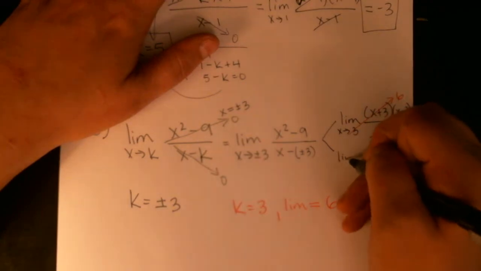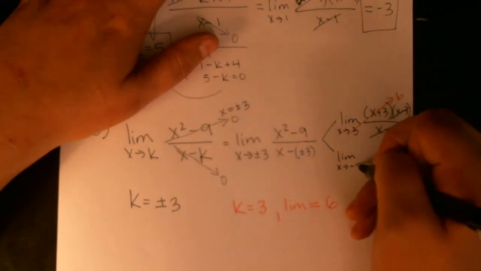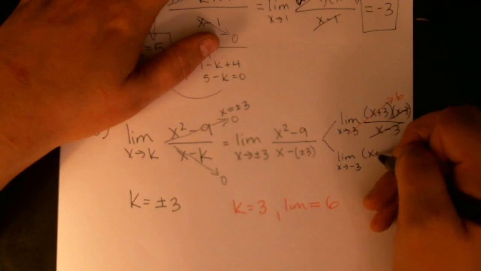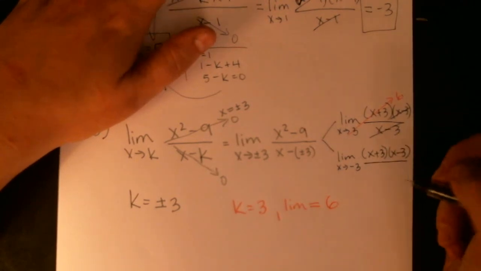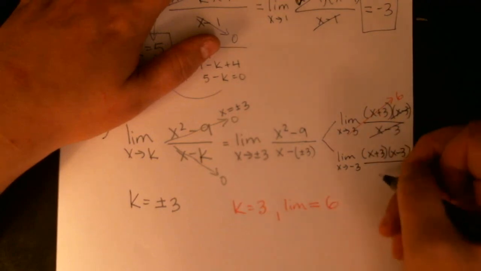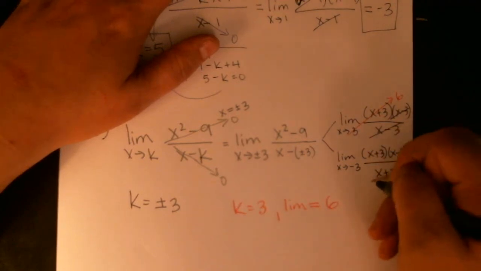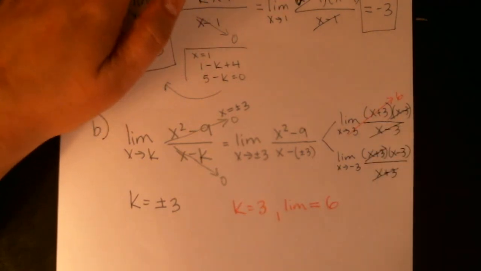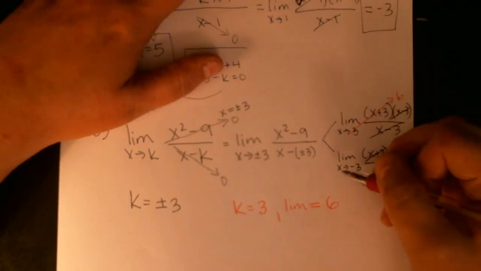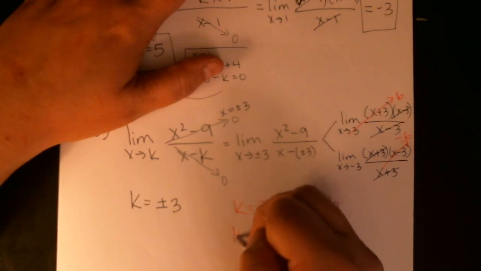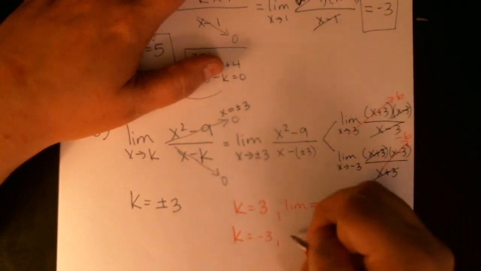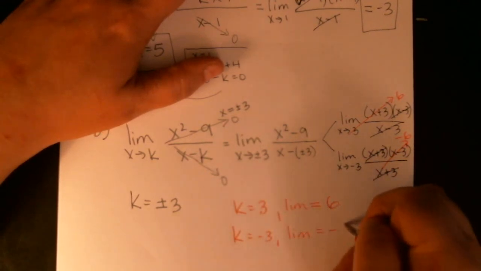And then if we do the limit as x approaches negative 3, we have the same top, x plus 3, x minus 3. And now on the bottom, we have x minus a negative 3, which becomes the x plus 3, which we can cancel. And if x is close to negative 3, this is going to be close to negative 6. So if k equals negative 3, then the limit will be negative 6.